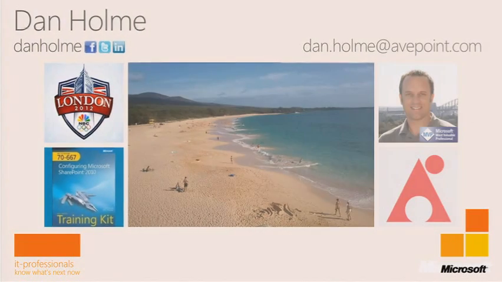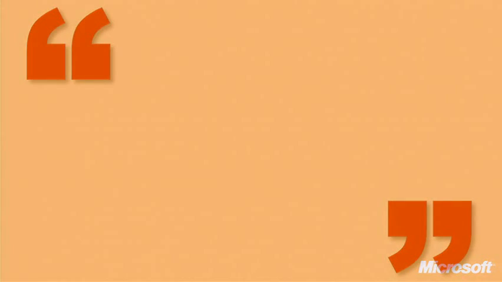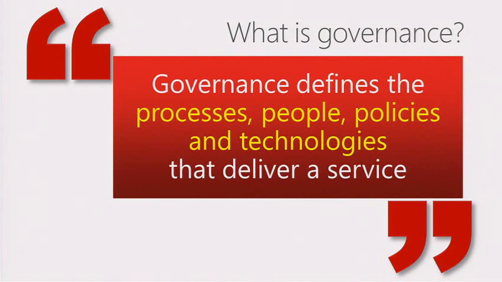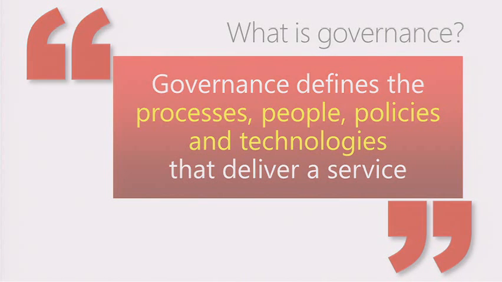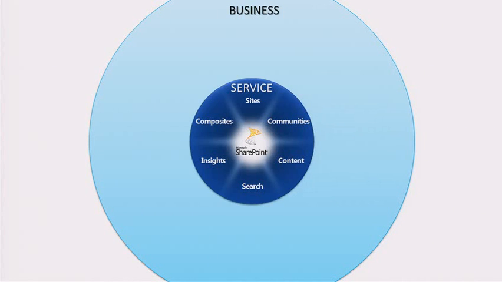And with that, let's dive into the main topic, which is automating governance and management. Now, I want to start with a very quick overview of governance. Again, this is a small repeat for those of you who were in the previous session, but we're going to go through this quite quickly here. The role of governance in SharePoint, and really in any service, is to define processes, people, policies, and technologies that deliver that service. And as we talked about in the previous session, it's all about taking business needs and making them work on a service.